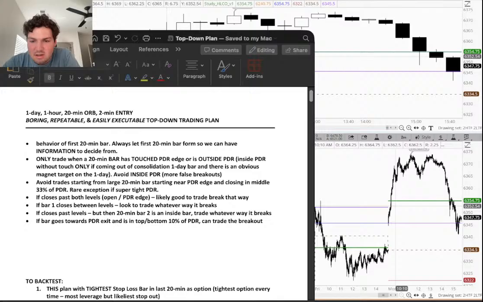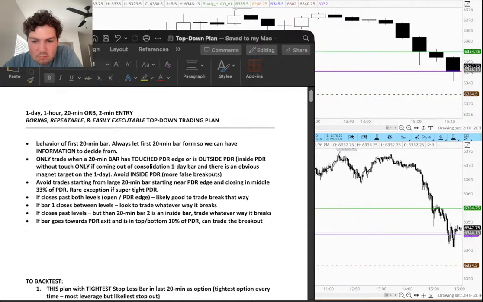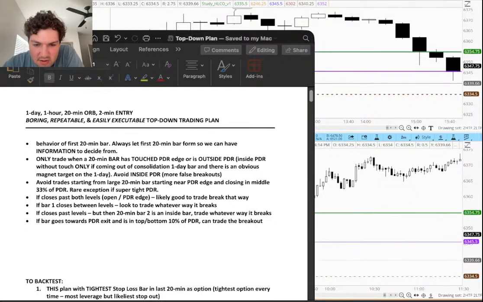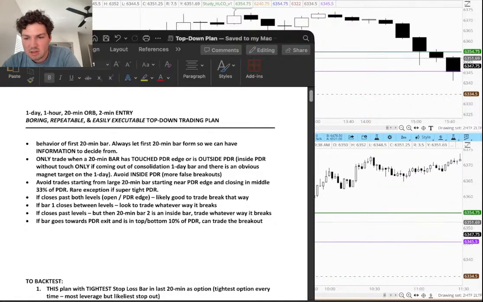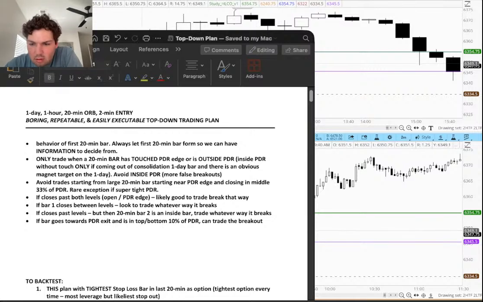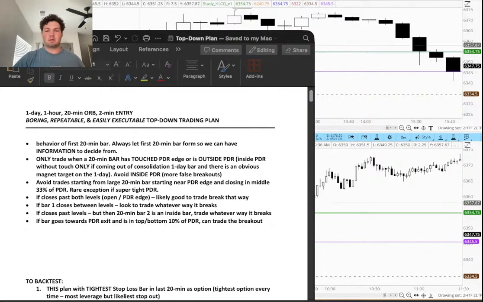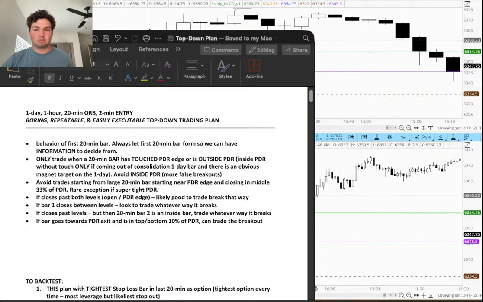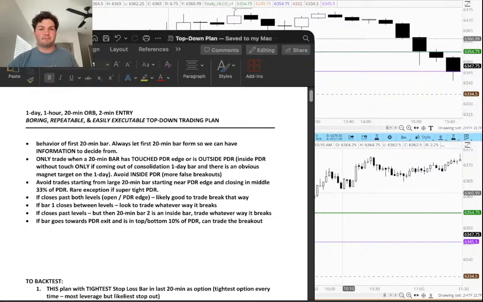What is the stop loss size on this day? Stop loss size is this bar here, 36, which is 51 down to 49. It's like 2.5 points. So 2.5 points would be, you know, after this bar, you'd move it up.